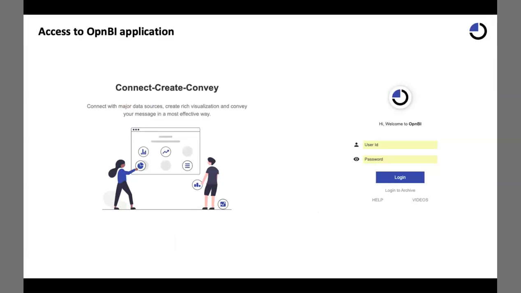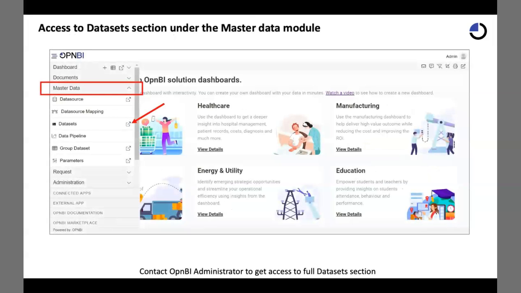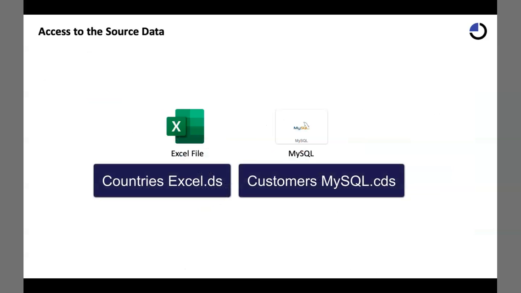Access to OpnBI application, access to a dataset with create and edit privileges. Dataset section is found under the master data module. Access to source datasets from which you would like to create a joined dataset. For this video, we are going to use the countries dataset, which is connected with the Excel file as a data source, and the customers dataset, which is connected with the MySQL database. If you want to learn how to create a dataset using Excel or MySQL database as a source, watch our video on how to create a dataset in OpnBI.